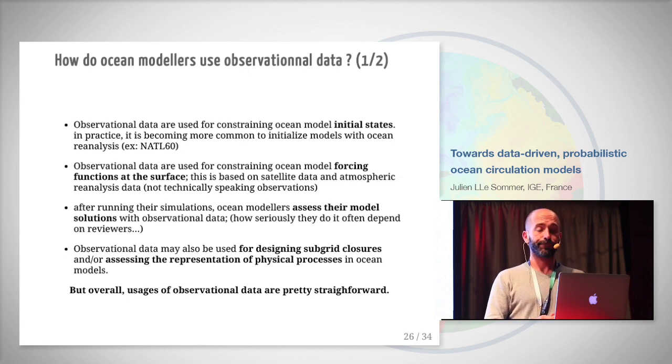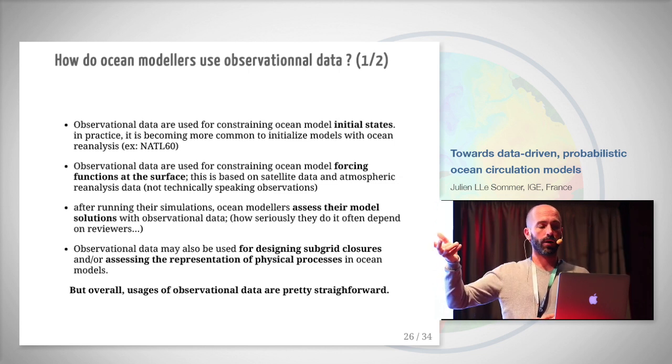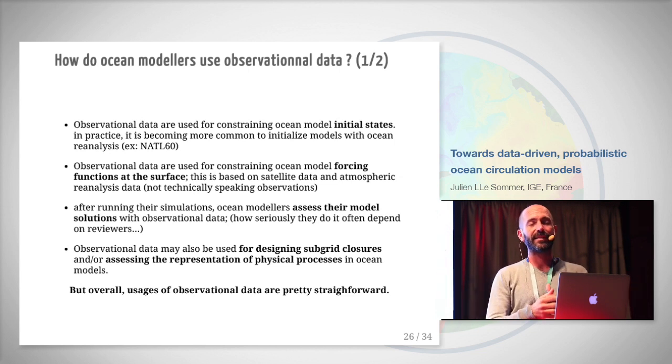So how do ocean modelers use observational data? Well, they use it for constraining initial states for their models. Most of the time, and very often now, this information is coming from ocean reanalysis. They use data for constraining the forcing function, in particular at the surface, for their ocean model. This is based on atmospheric reanalysis on the one hand, and satellite data on the other hand. So initial state, forcing. Then they run the model, and in the end, they use the data to say how good the model was. So that's just for assessment purposes. And how seriously they get into this exercise of assessing the model depends a lot on how nitpicking the reviewer is.